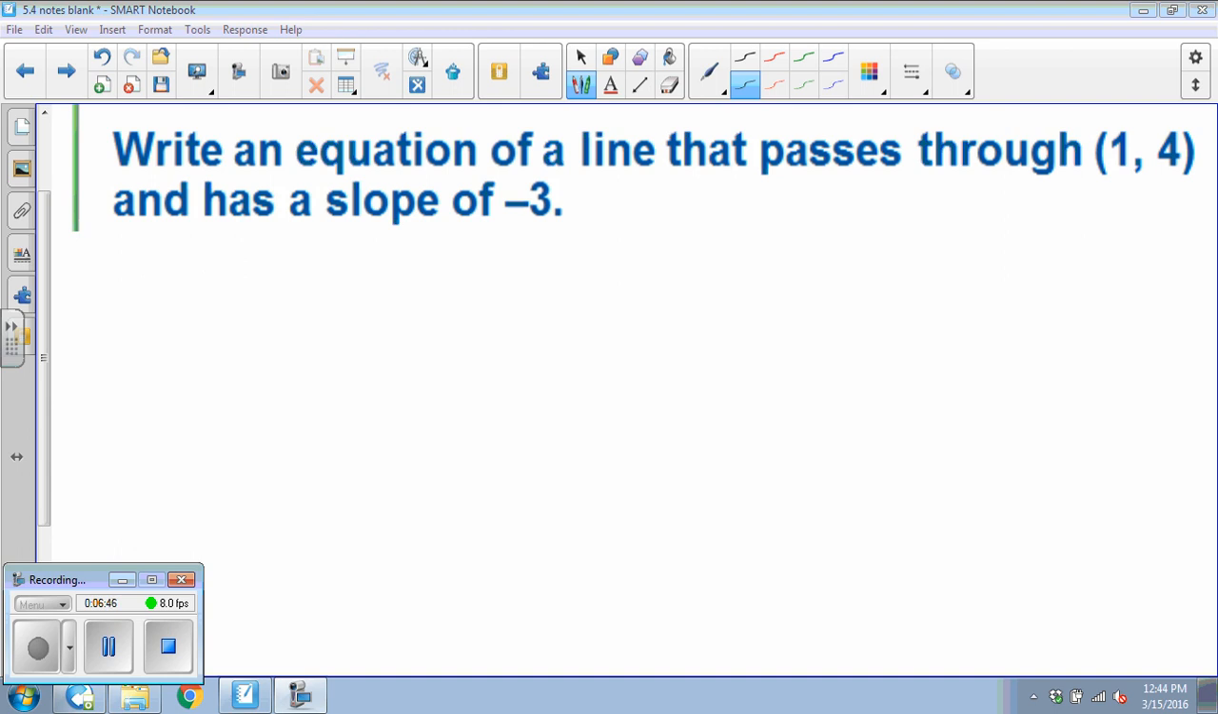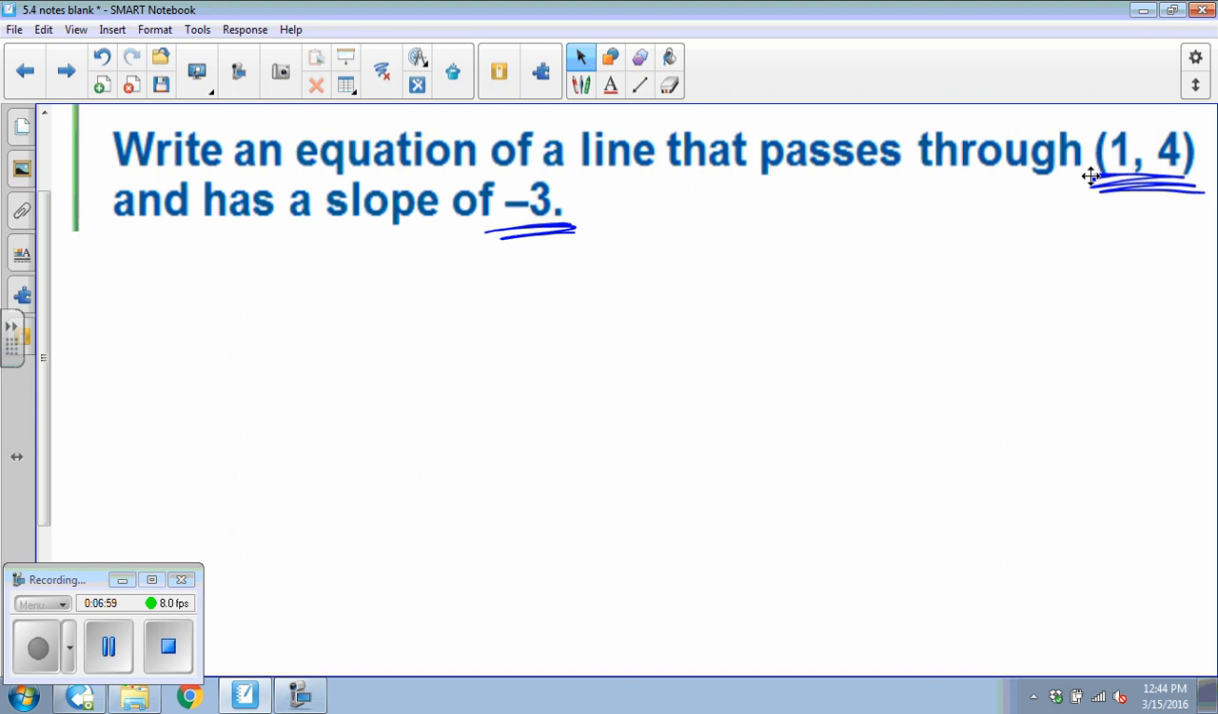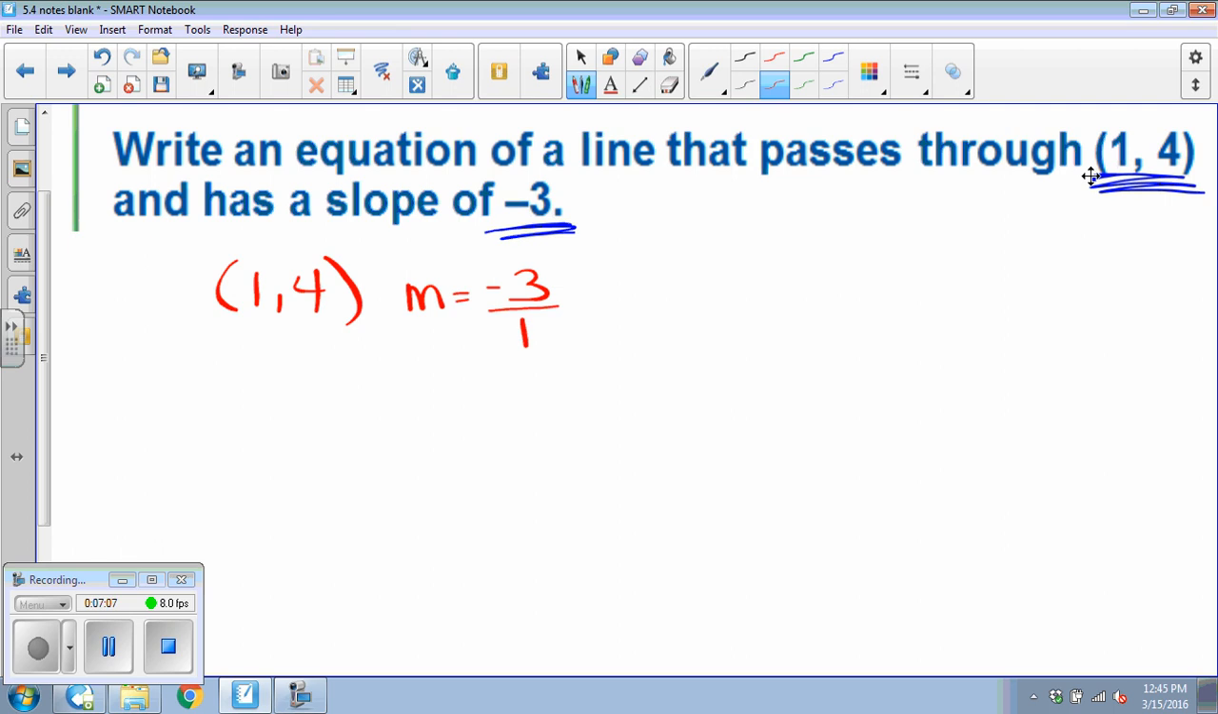So it passes through this point, and it has a slope of negative 3. How do I write negative 3 as a fraction? Negative 3 over 1. So my point is (1, 4). I'm just going to write the information they gave me. My point is (1, 4), and m is negative 3 over 1. Right? They gave us that information. So 1 and 4, how do I label that? Good. X1 and Y1. Okay?